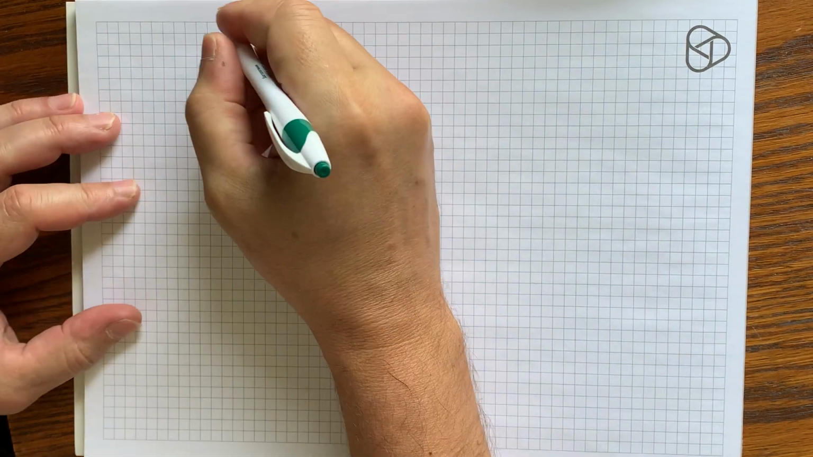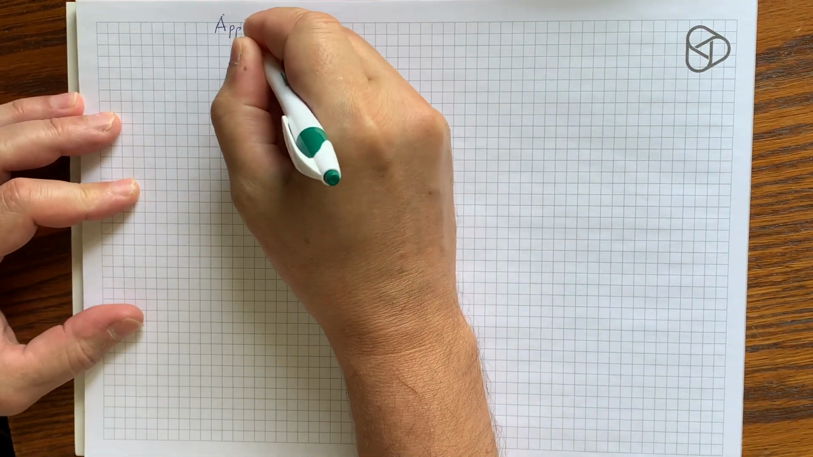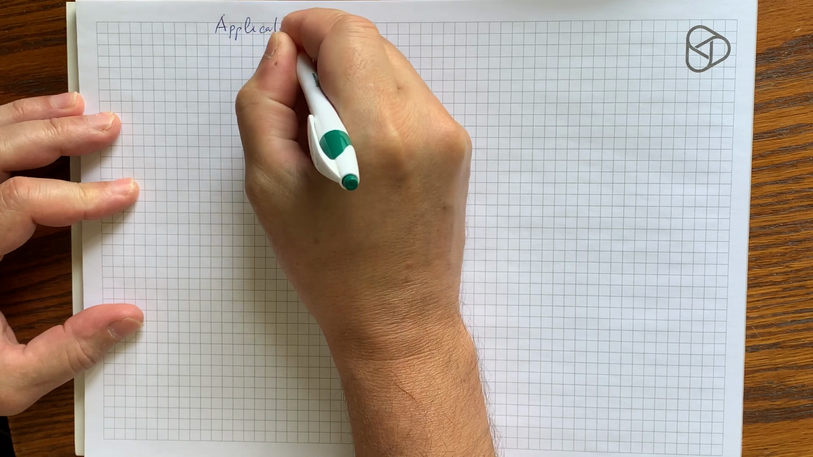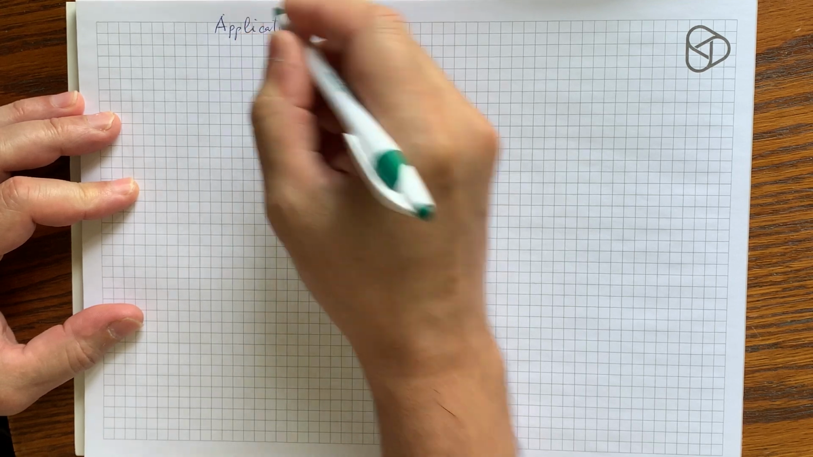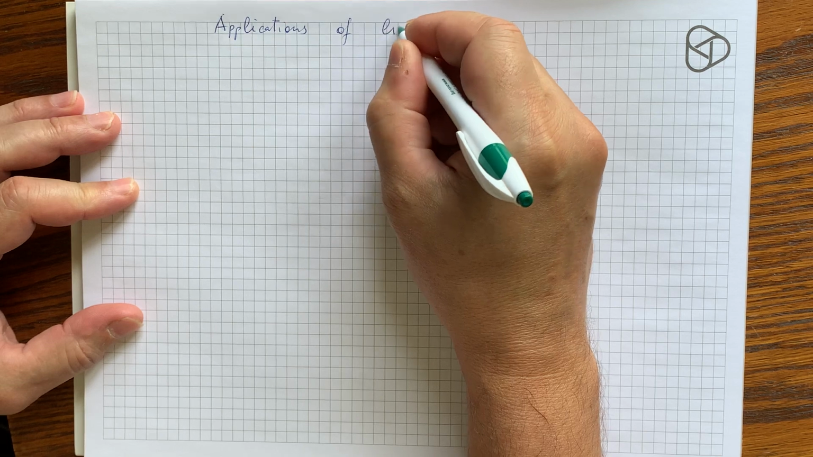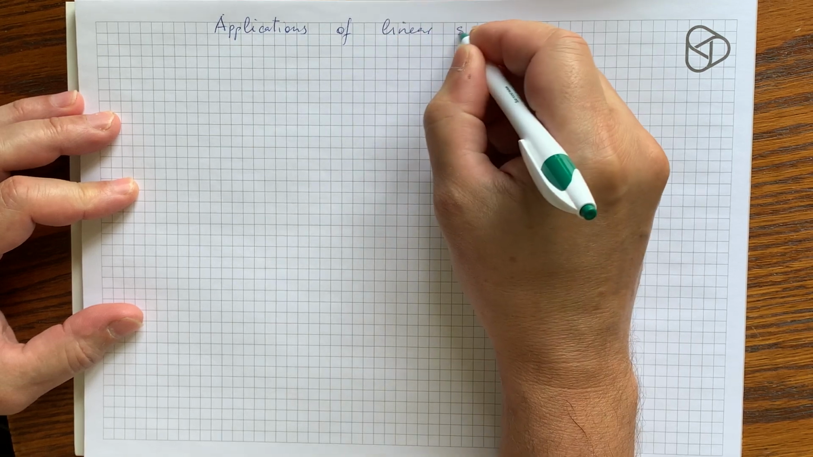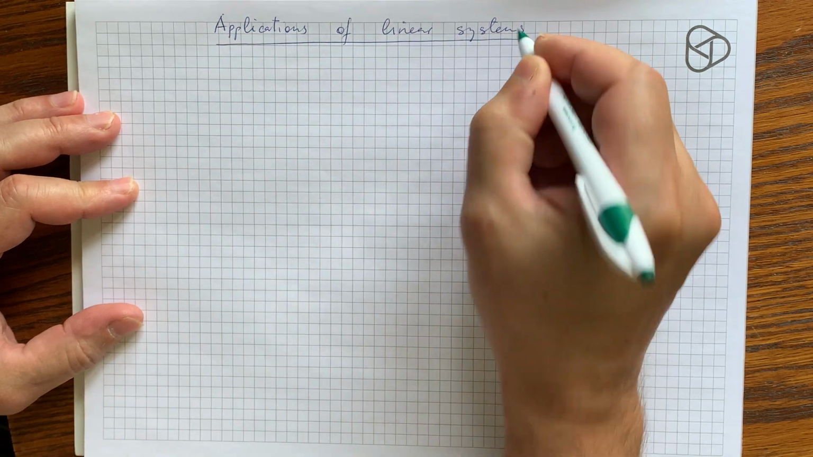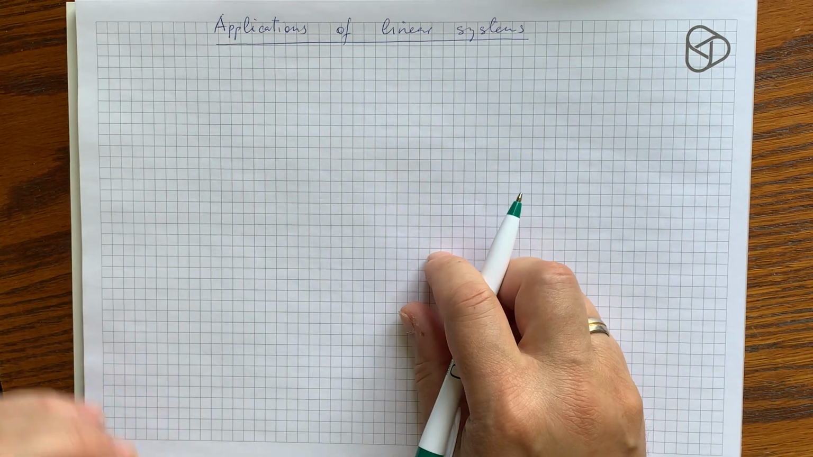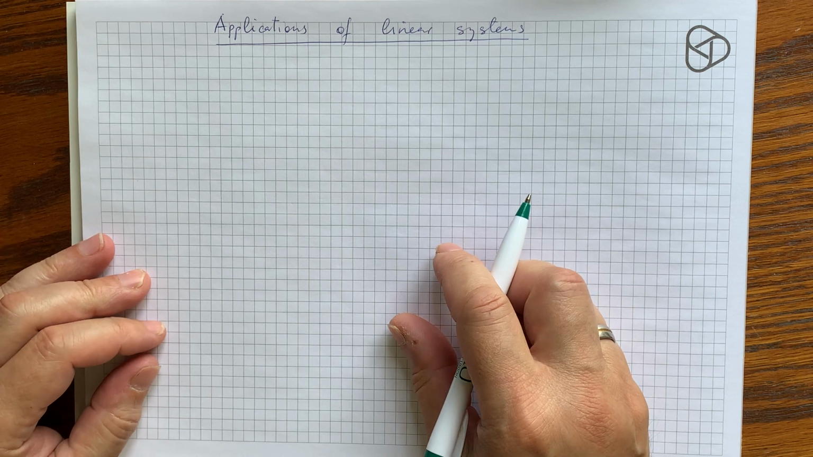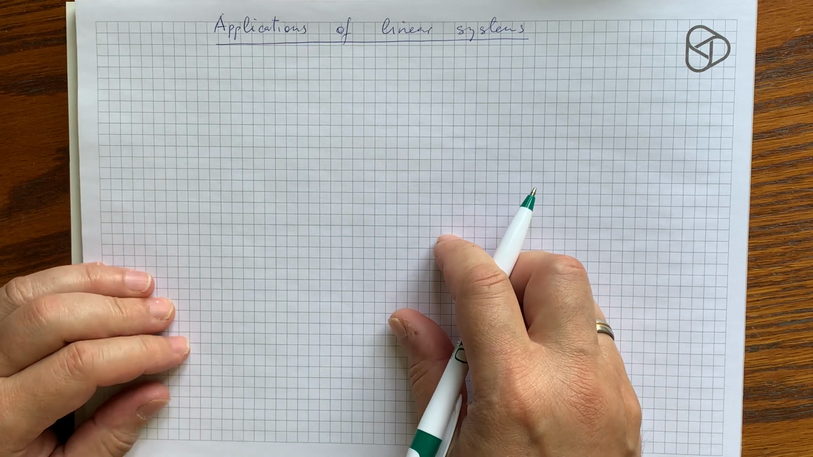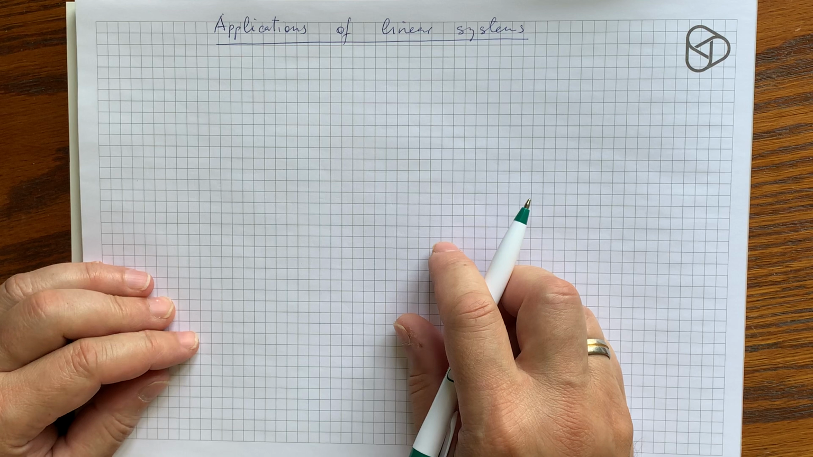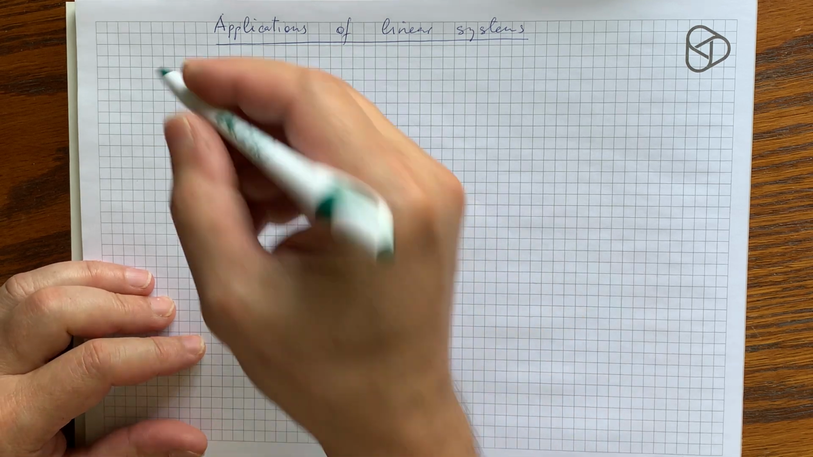Hello, this is the second video on applications of linear systems. Again, we'll get a linear system out of non-mathematical problems. So this time it will be balancing a chemical equation.